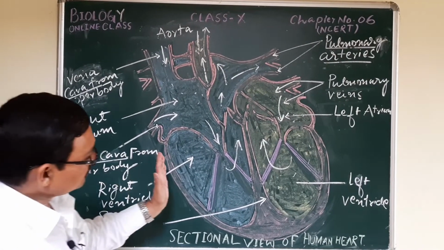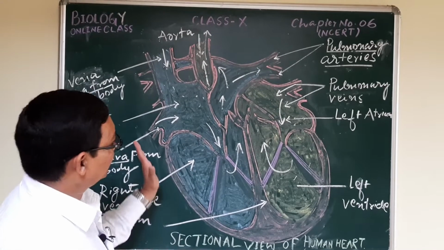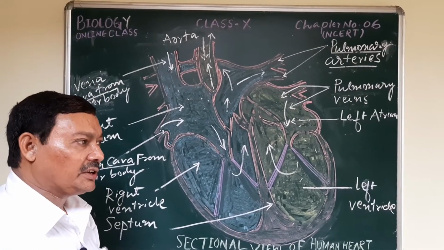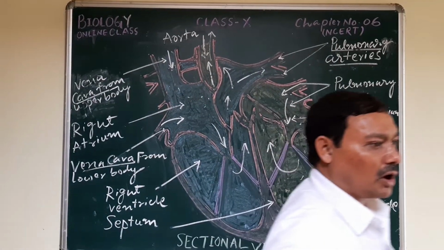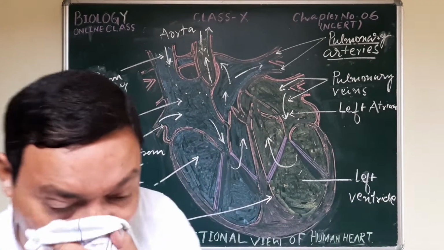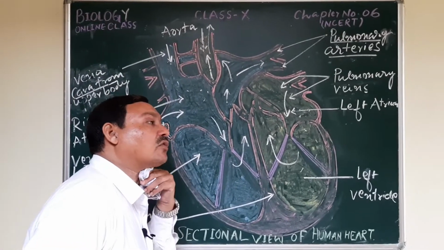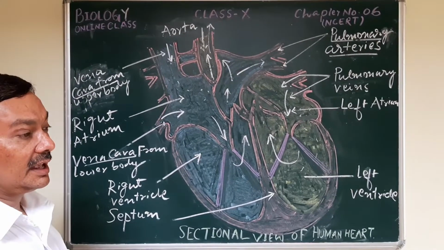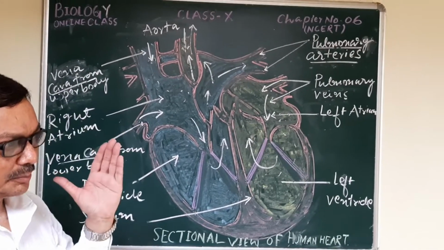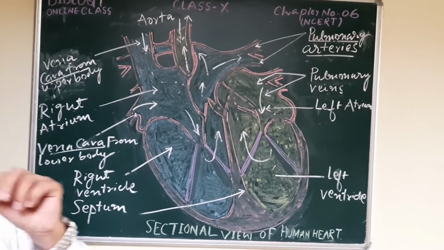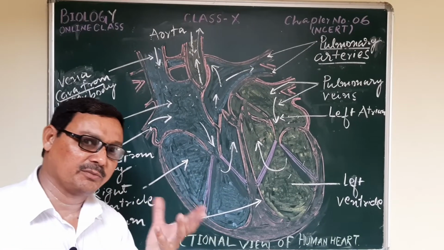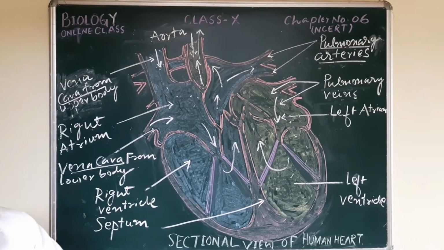In the human heart, there is a complete separation of oxygenated and deoxygenated blood due to the presence of 4 complete chambers. Whereas in other animals, like the amphibia, where there are 3 chambers, there is a possibility of mixing of oxygenated and deoxygenated blood.